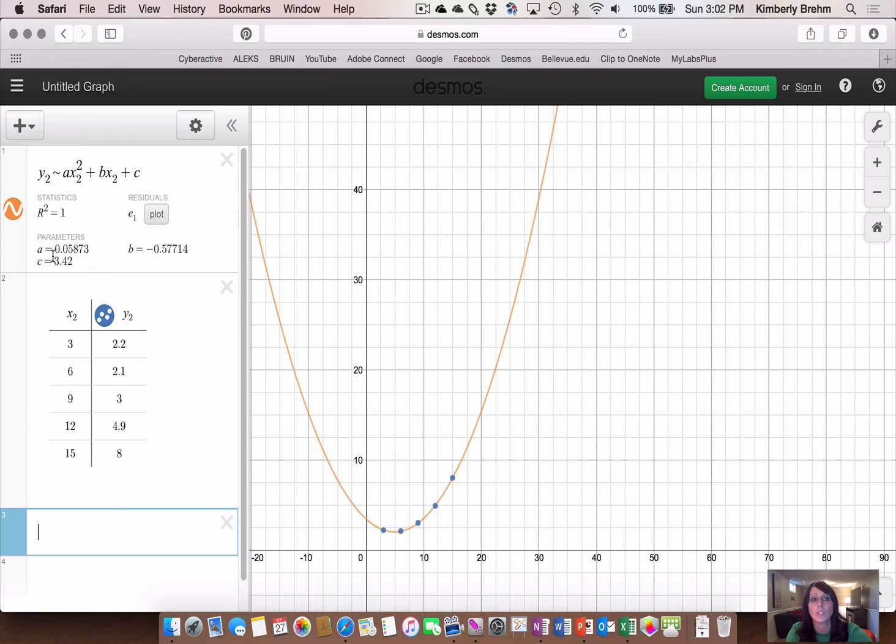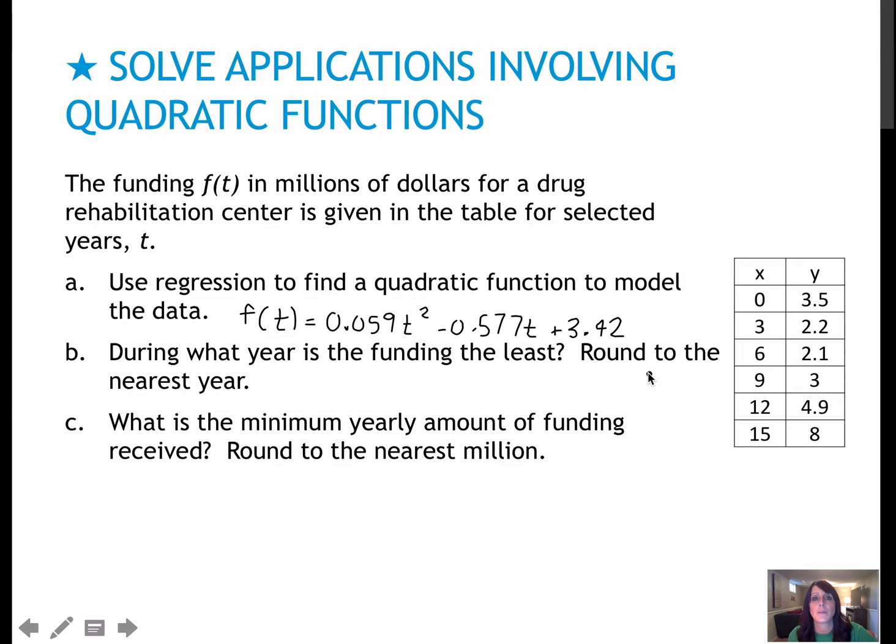So now I'm going to use the values for a, b, and c to write my function. I will do that back on the PowerPoint page. So now I've written my model from Desmos. You could use the same thing with Excel. This is the model that gives me the best fit line, which is a quadratic line, for the data points that I gave. It asks which year the funding is the least and round to the nearest year.